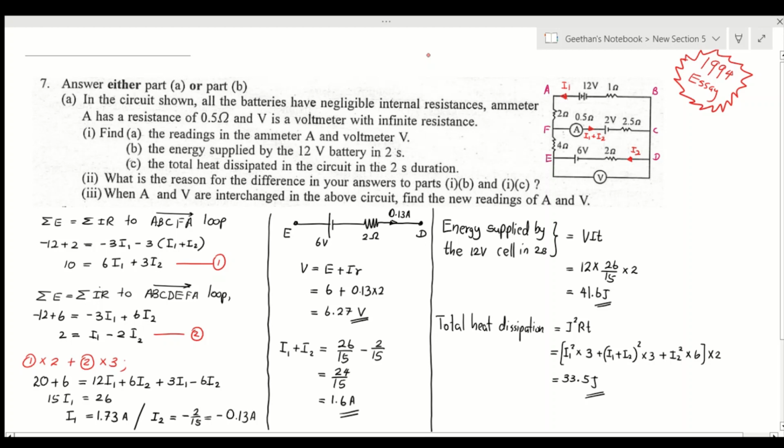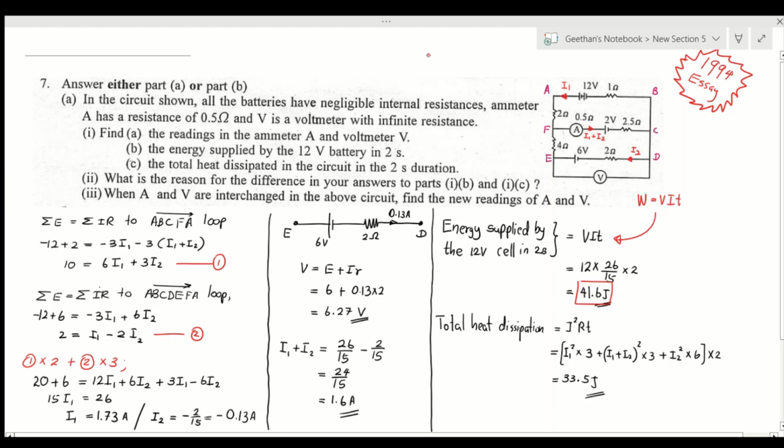Here now they are asking us to find the energy supplied by the 12 volt battery in the first 2 seconds. In order to find the energy supplied by the battery, the equation that we are going to apply is W equals VIt. So I applied the equation W equals VIt for the 12 volt battery here, and I get 41.6 joules for the energy given by the 12 volt battery in 2 seconds.